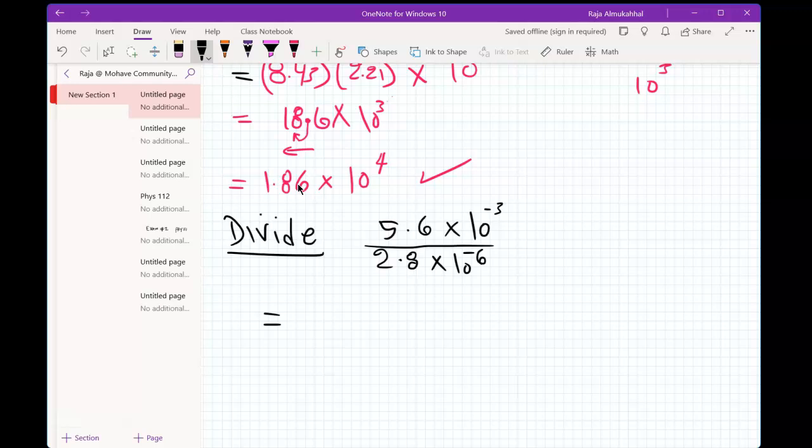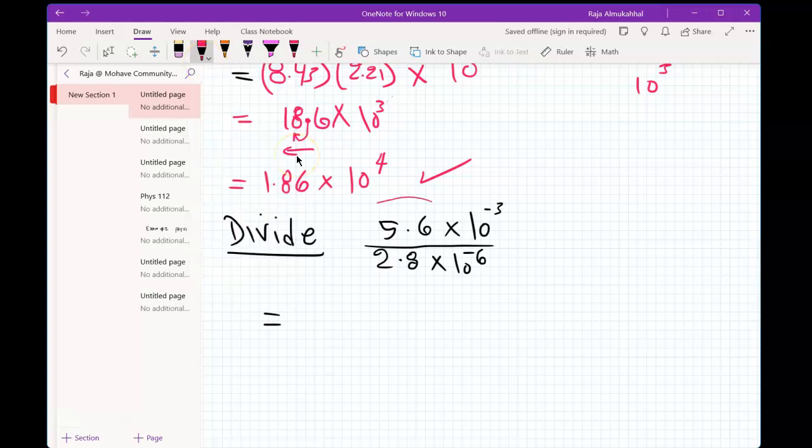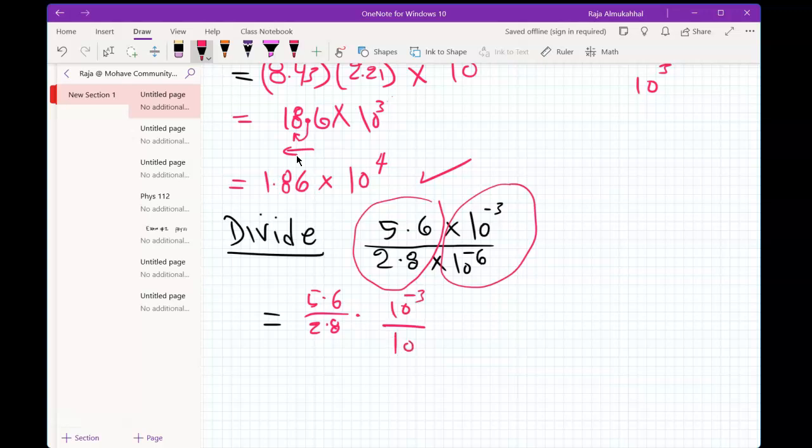But basically what you will do, you want to divide these separately from these, okay? So basically you're going to have 5.6 over 2.8 times 10 to the negative 3 divided by 10 to the negative 6. I'll come back to the second ratio in a second. So when I use my calculator for 5.6 divided by 2.8, that's almost exactly 2.0. Okay? That's basically 2.0.